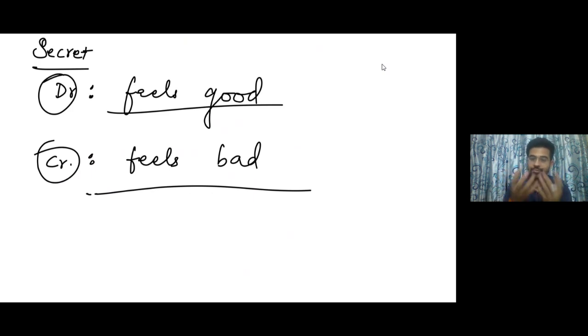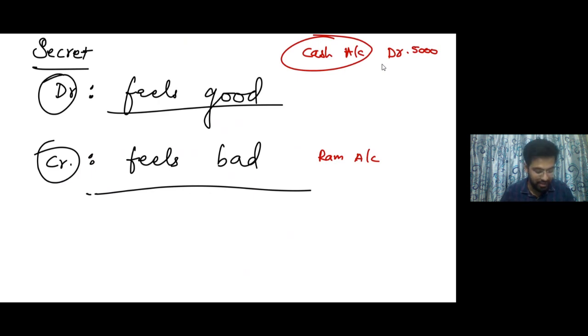For example, if I have received cash, I have got the money, I will feel good. So cash account would be debited. But if that person says to me that I have to give this money back after 2 months, I will feel bad because I have to give him back. So that person would be credited. For example, if Ram has given you 5,000 rupees, you will debit the cash account because you have received 5,000 in cash, but in future you have to pay him back. So that is why you will credit Ram account by 5,000 rupees.